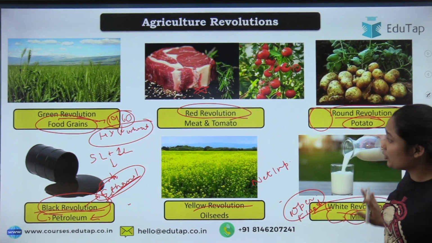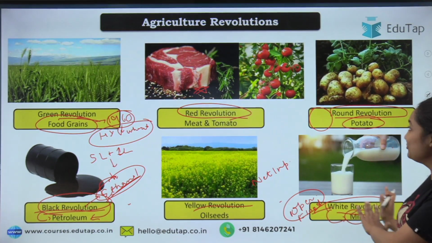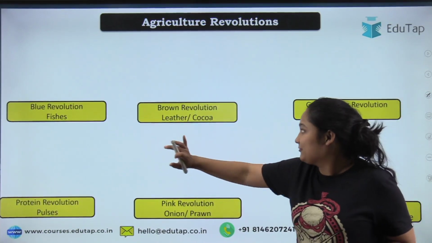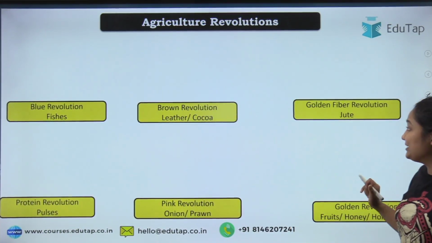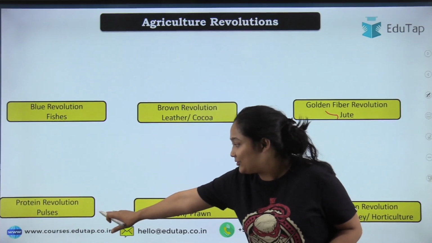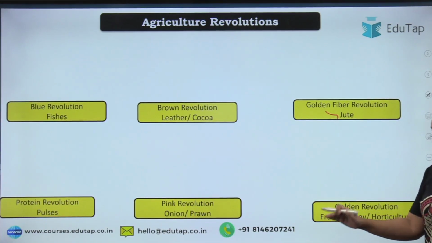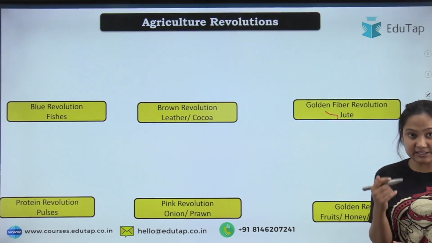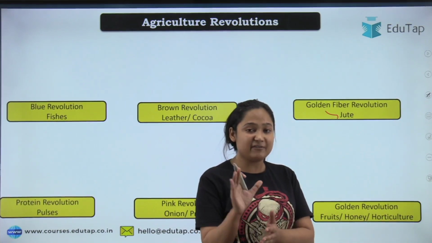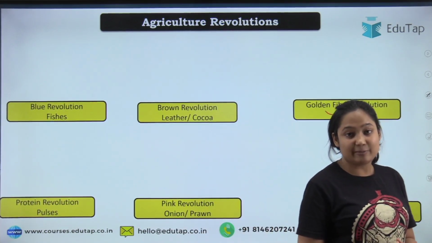Okay. So I hope these 6 revolutions are clear to you, but don't worry, there are more revolutions we have to study. So let's move to them. Next is our blue revolution, that deals with fish. Then we have brown revolution, that is leather and cocoa. Then golden fiber revolution, it deals with jute. Then protein revolution is about pulses. Pink revolution, that is onion and prawn. And golden revolution, that deals with 3 commodities: fruit, honey, and horticultural products. We have read about the branches of horticulture, so to boost all of them, golden revolution is also about that.